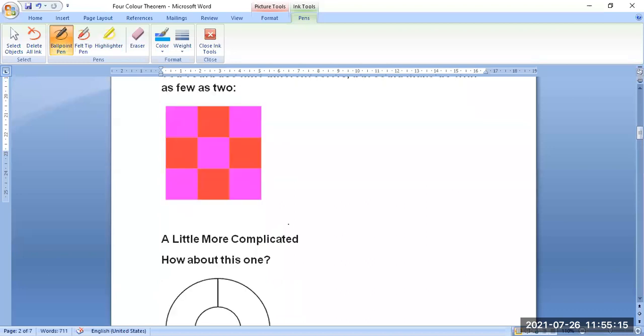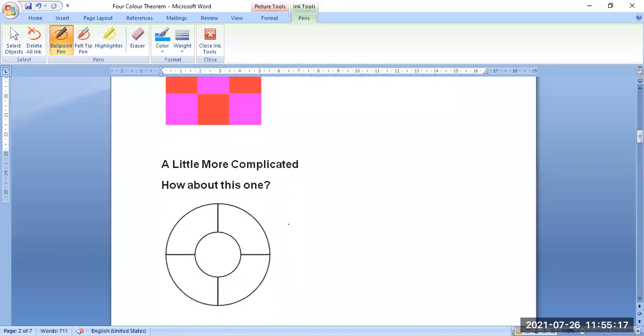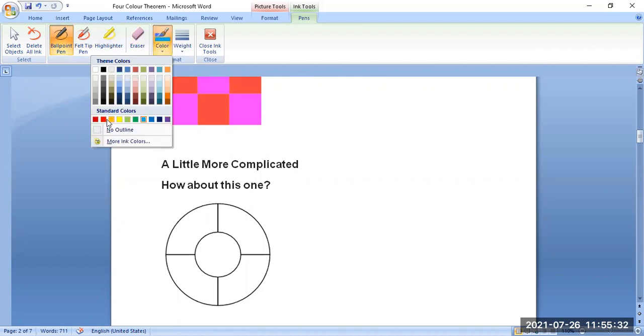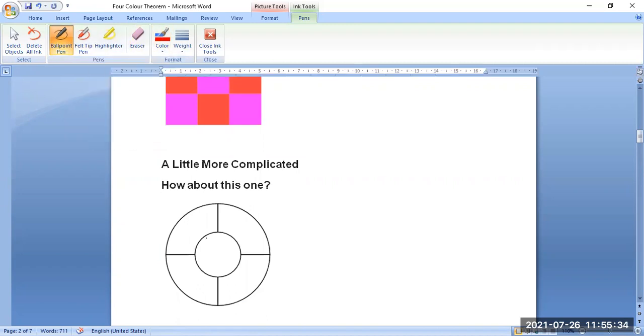Now, if we take a little more complicated one, how about this one? How many colors are required? If this one is black, then no 1, 2, 3, 4 adjacent ones will be black.